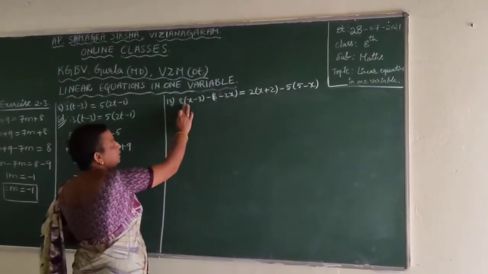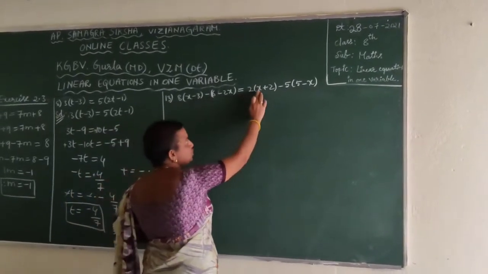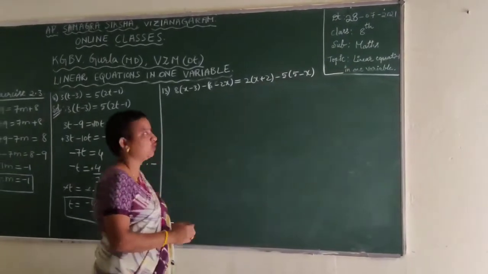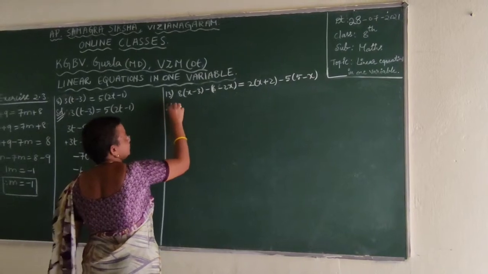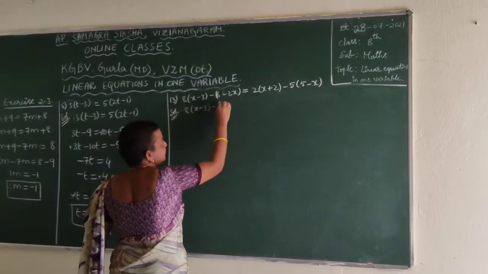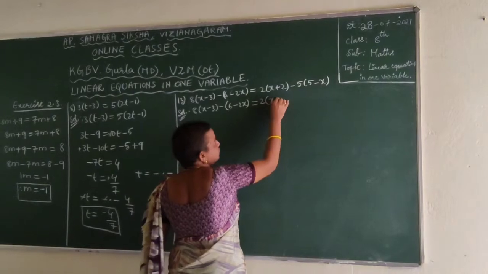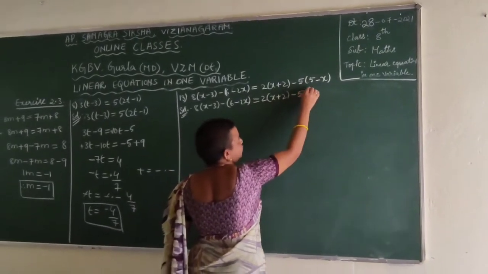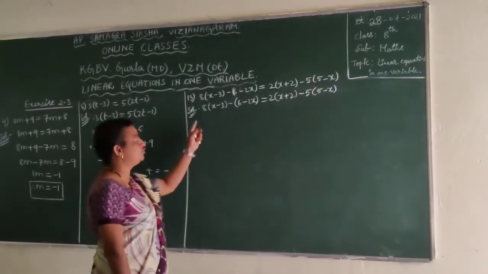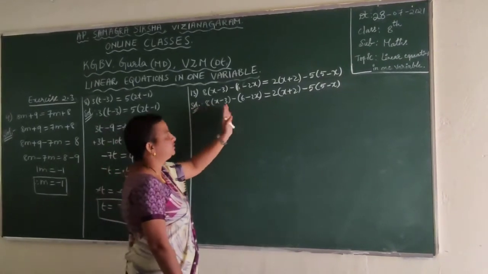13th problem. 8 into (x minus 3) minus (6 minus 2x) is equal to 2 into (x plus 2) minus 5 into (5 minus x). Again we have to write the solution. First we have to remove the brackets. That means you have to multiply the terms.